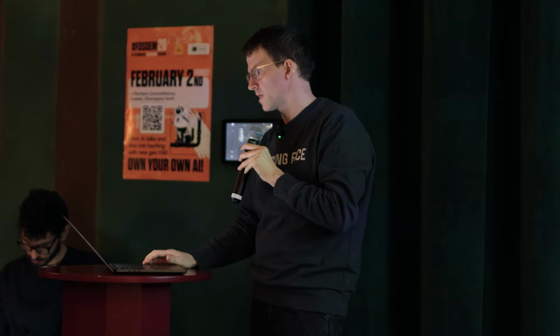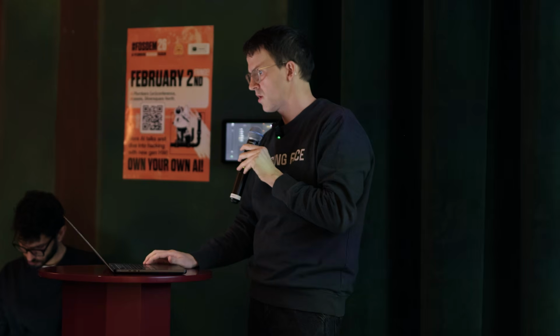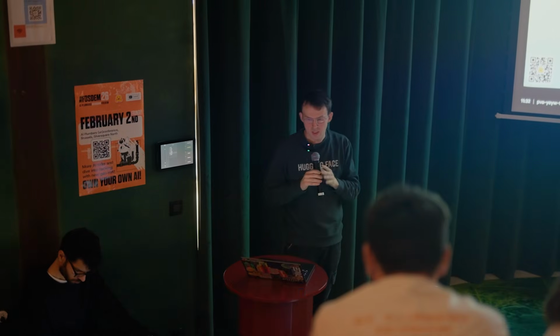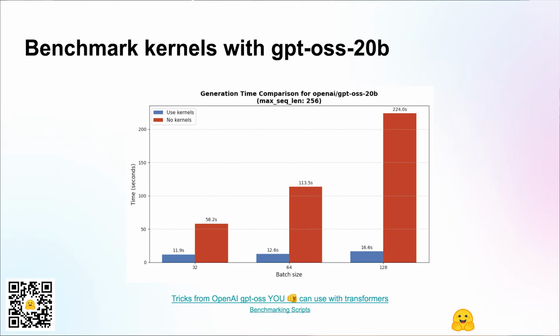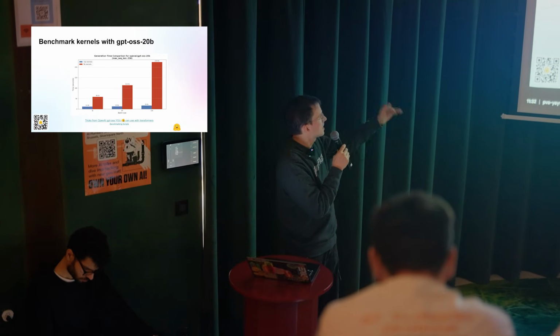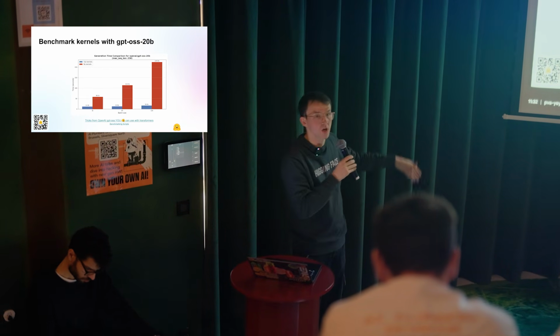Okay, and yeah, they exist in the integrations. Okay, so yeah, let's show some stats. So this is what it looks like. On the x-axis, you've got the batch sizes from 32 to 128. On the y-axis, you've got the time to generate 256 tokens, I think. And you can see the speed up with and without kernels.